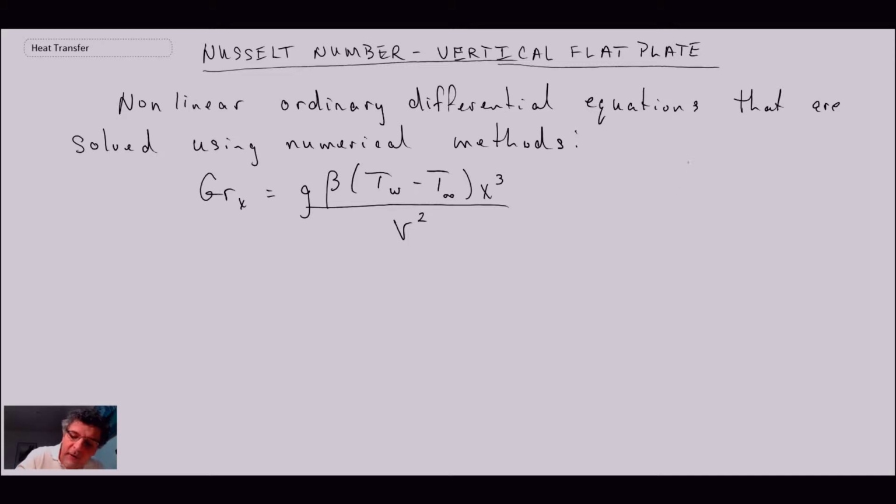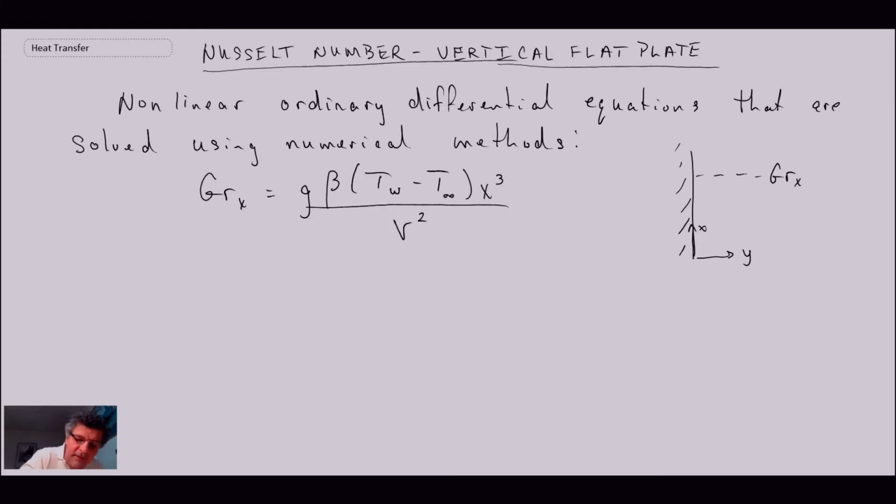And note here, the Grashof number is expressed as a function of x. So remember our coordinate system that we have imposed for this vertically heated flat plate, x going in this direction. So we're looking at the Grashof number at some x location. The solutions will be obtained through numerical methods and numerical integration. And then in order to relate that to the Nusselt number, you have to go through essentially a curve fitting procedure, fitting functional forms to the data.